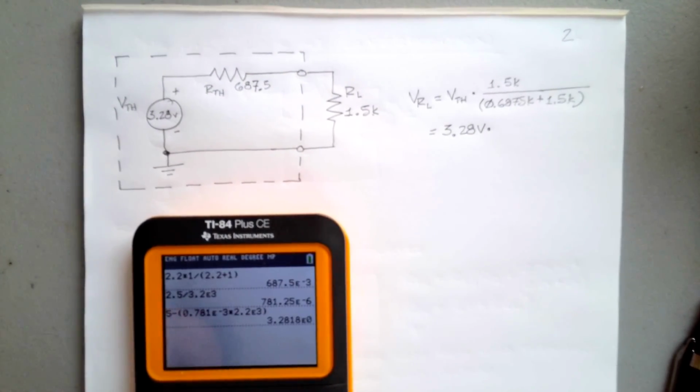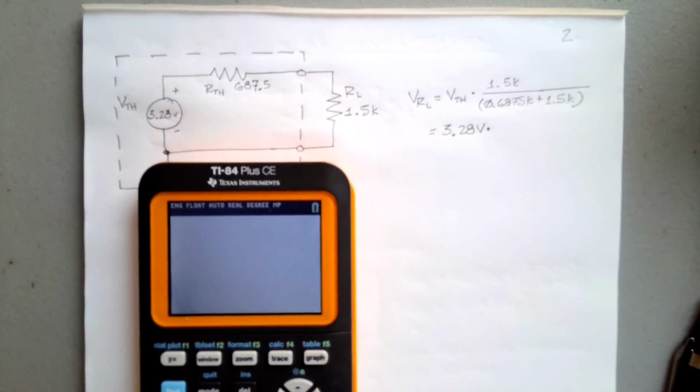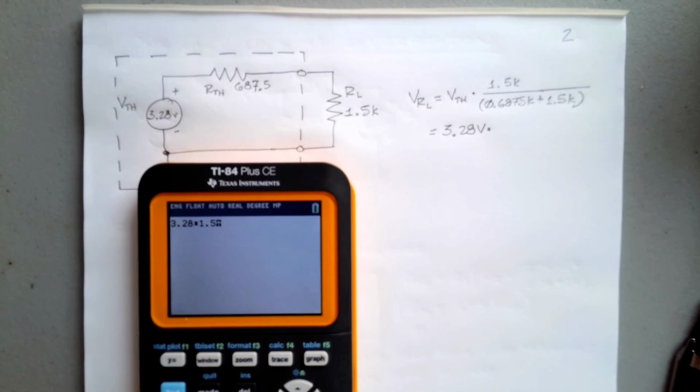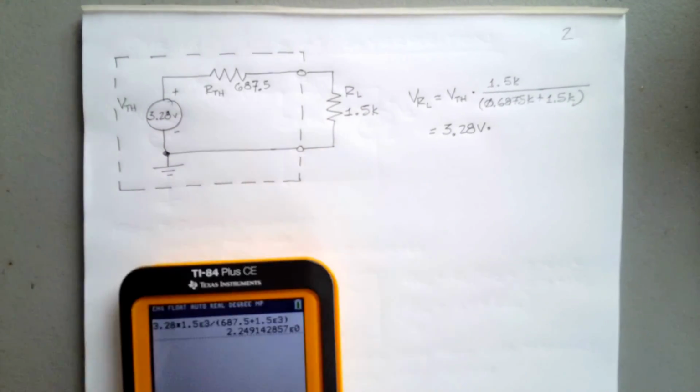So let's do that. It's probably time to clear this and go. So 3.28 times 1.5. I'll do the full thing here. You could get away without it, but 1.5 times 10 to the 3 divided by the sum of 687.5 plus 1.5 times 10 to the 3, and I get 2.25 volts if you blur your eyes a little bit.